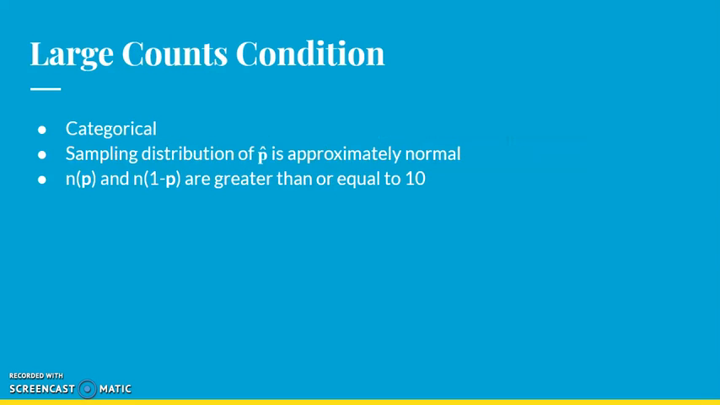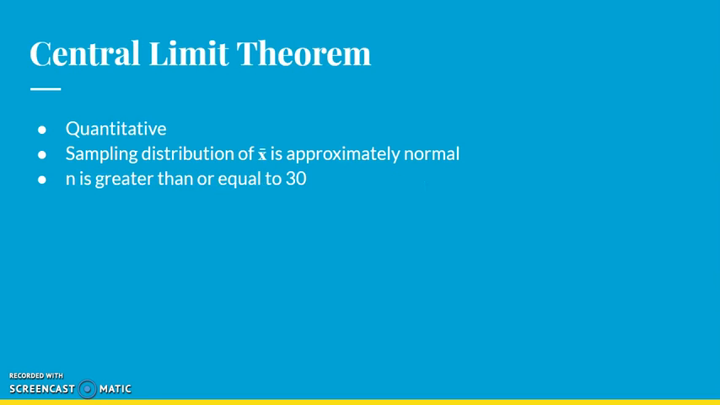The large counts condition is used for categorical data, and if it's satisfied, the sampling distribution of p hat is approximately normal. And in order for this condition to be satisfied, n times p, the population proportion, and n times 1 minus p, have to be greater than or equal to 10. The central limit theorem, which is used for quantitative data, says that when n is large, or in this class greater than or equal to 30, the sampling distribution of x bar is approximately normal.